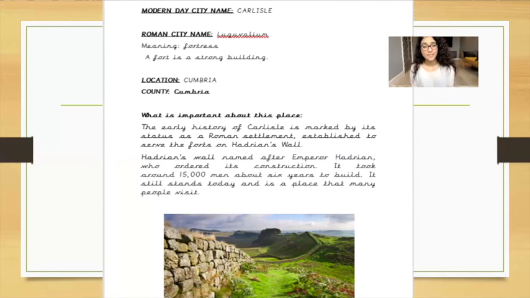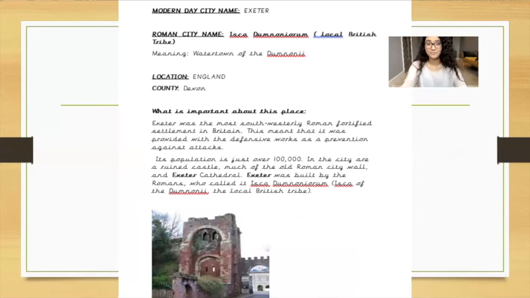What is important about this place? The early history of Carlisle is marked by its status as a Roman settlement, established to serve the forts on Hadrian's Wall. Hadrian's Wall is named after the Emperor Hadrian, who ordered its construction, so he told them to build this. It took around 15,000 men about 6 years to build, and it still stands today and is a place that many people visit.